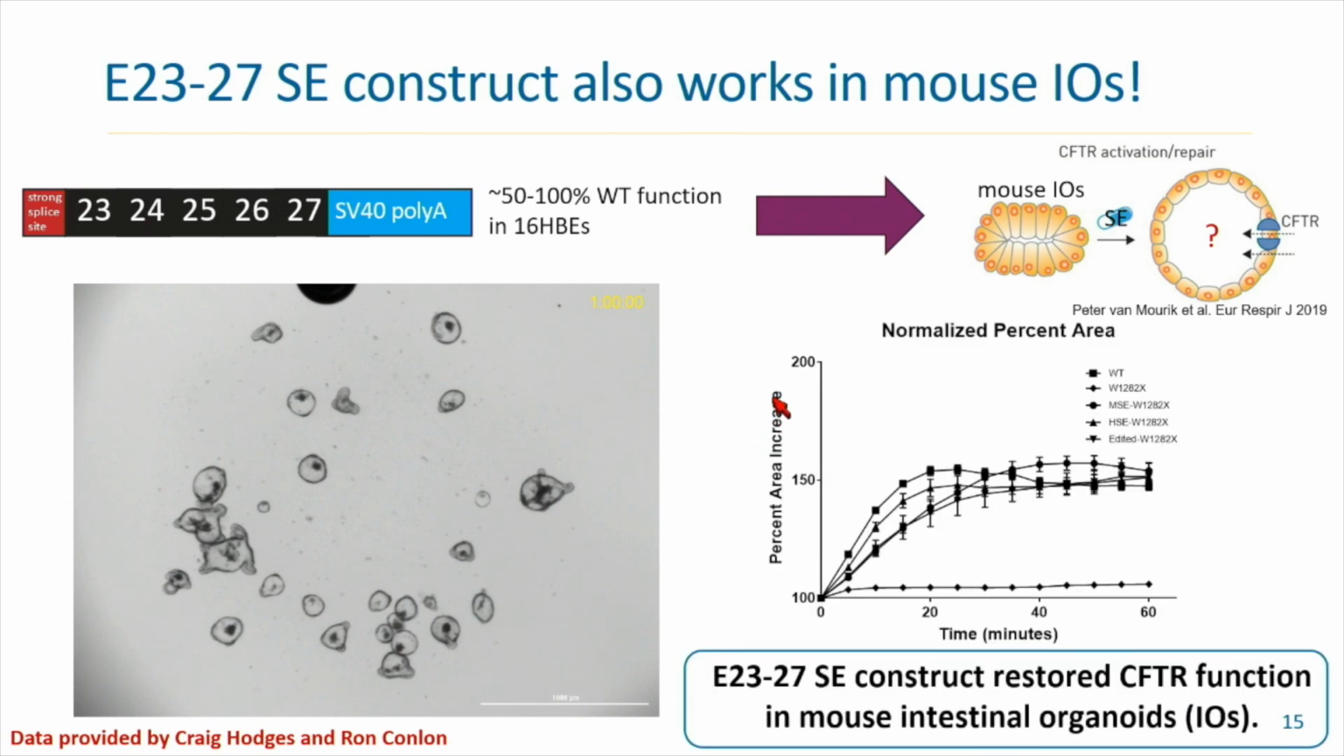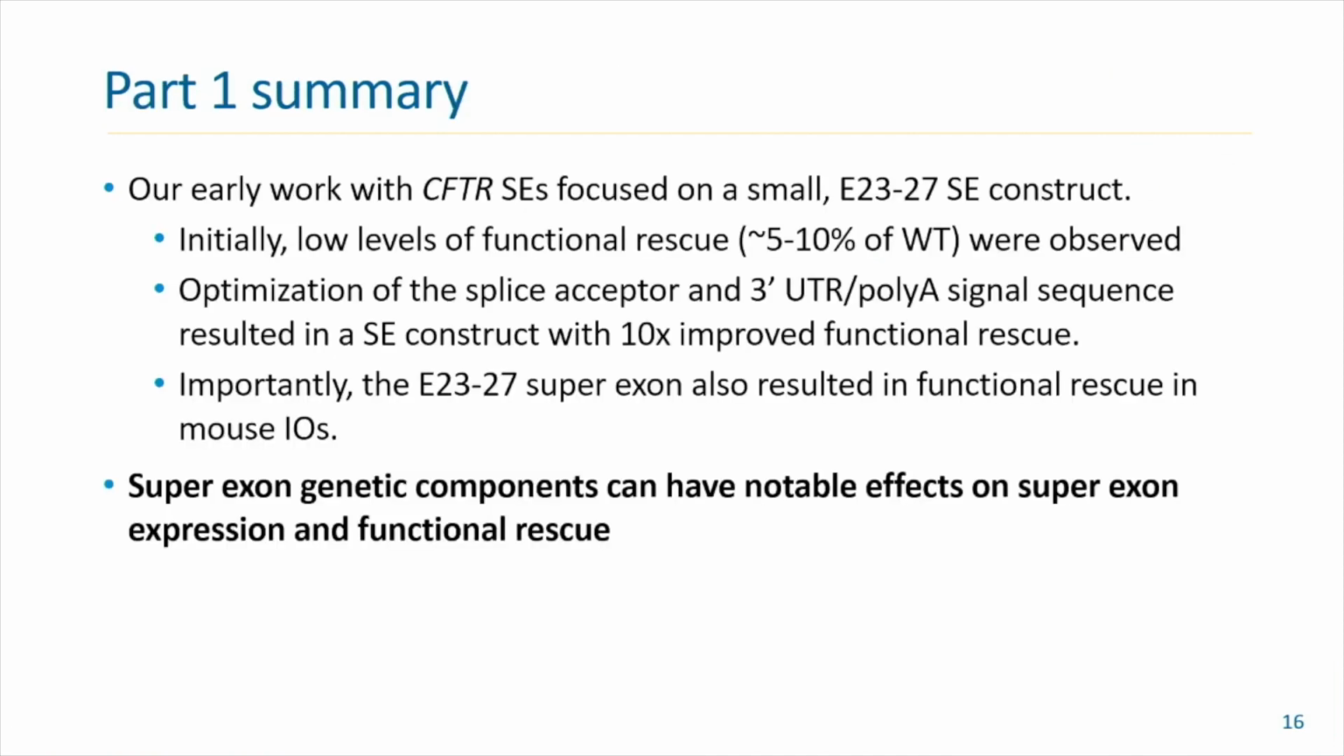And Craig and his team also quantified this. And so this is the quantification of the swelling. So here we're looking at wild type organoids, superexon organoids with the mouse coding sequence or the human coding sequence, as well as conventionally corrected 1282X. And these all looked very similar to wild type and all looked very different from the starting material, which was the 1282X organoids. So importantly, this exon 23 through 27 superexon construct restored CFTR function in mouse intestinal organoids.